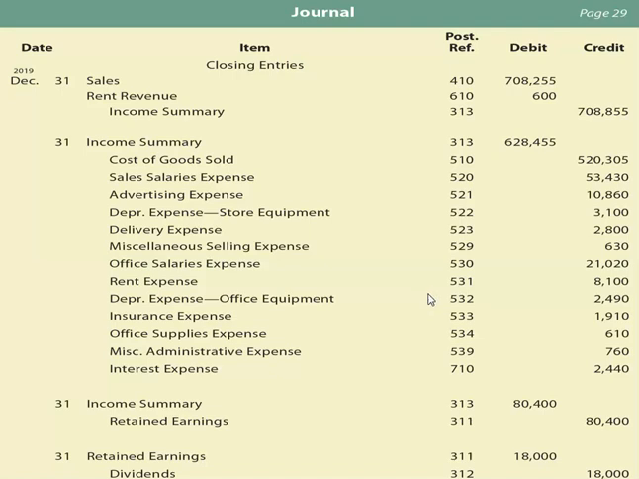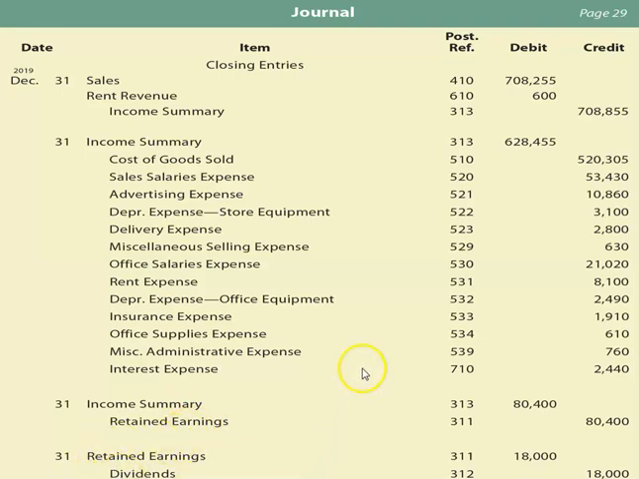So here we have some examples of some closing entries. If you recall from the chapter that you just had, we have a 4-part process to close the books. We have to close out sales. We have to close out our expenses. We have to close out income summary. And then we have to close out any dividends that we paid.